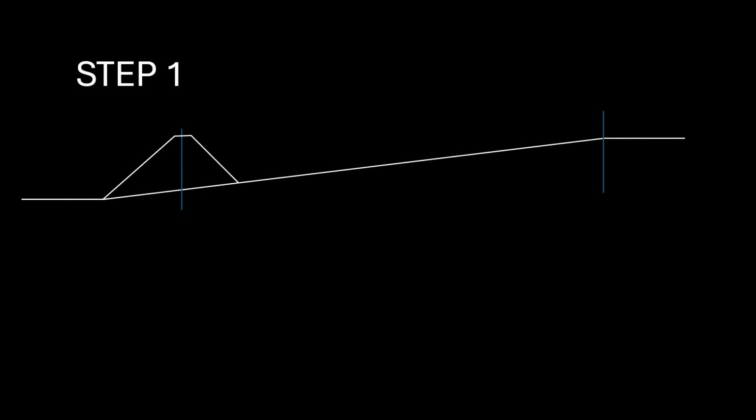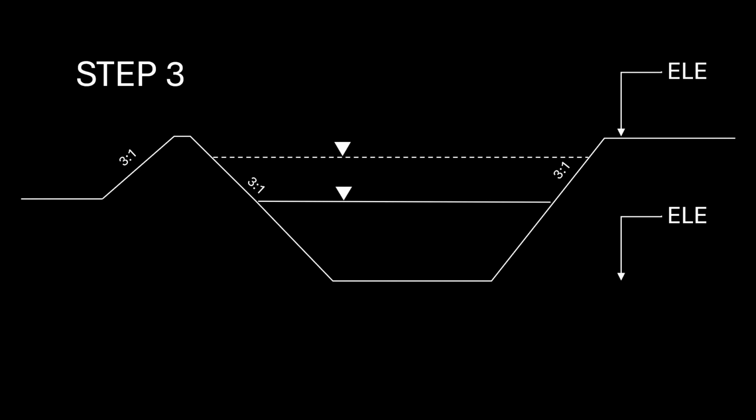So the first step will be building the berm footprint and assigning elevation. Then step 2 would be creating the berm terrain. And finally, step 3 would be adjusting the bottom. Pause the video to see the cross section if you are not clear.